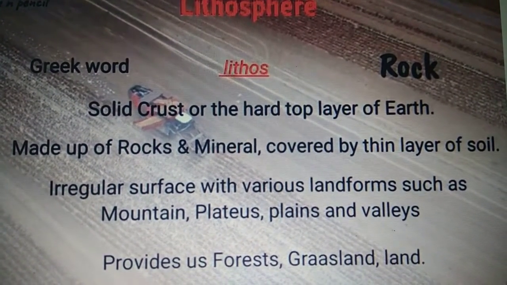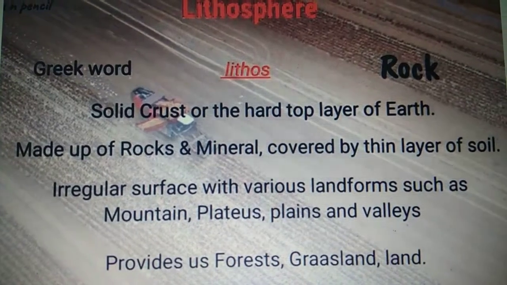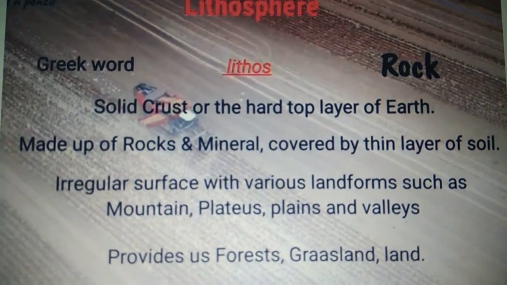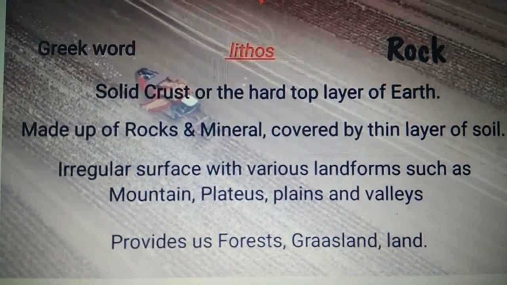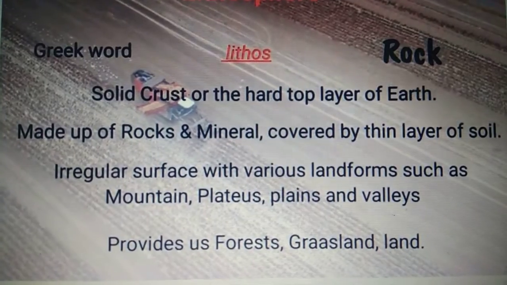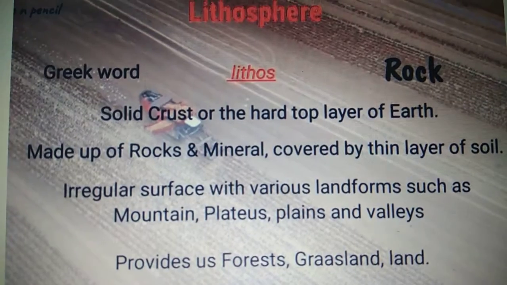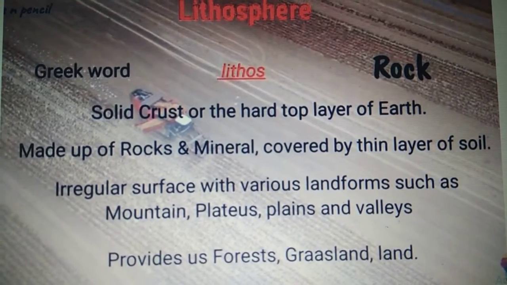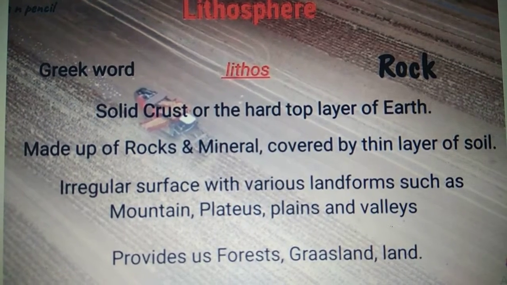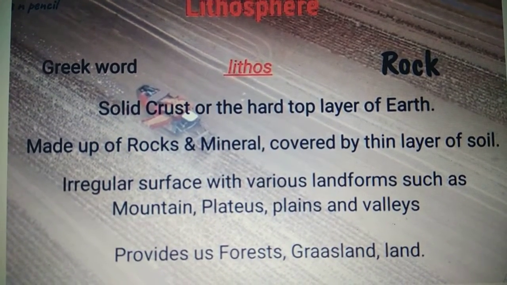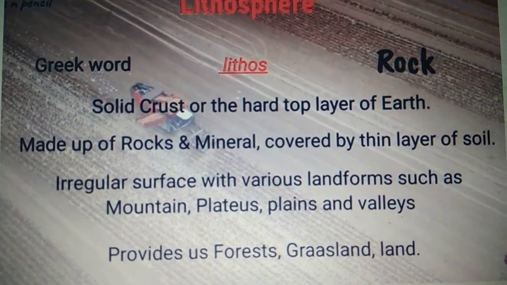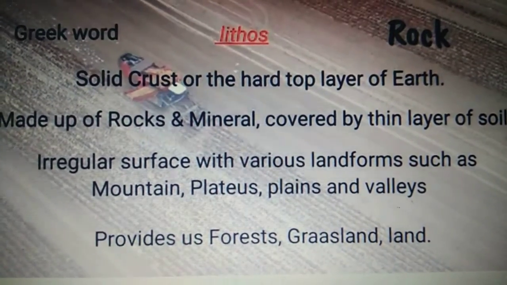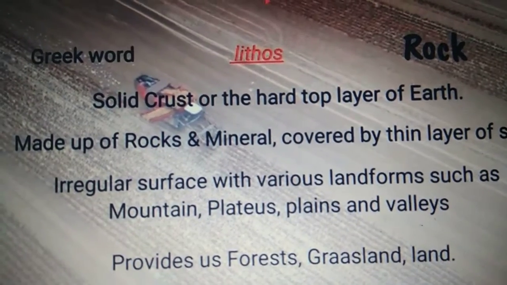We find mountains, plateaus, plains and valleys, and they also give us forests, grasslands and land. And this is a place where human beings live and make their settlement. Okay, so you see, one of the free gifts of nature is land. Can we do without land? No, land is very important because it provides us the food and the place where we settle and get shelter. Land is one of the most important gifts of nature.